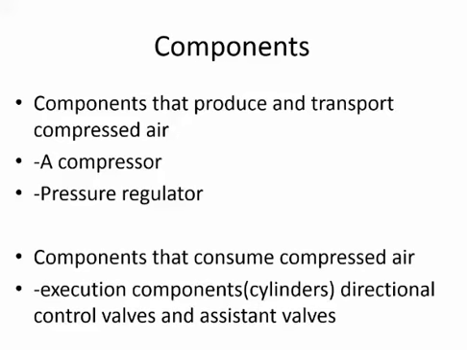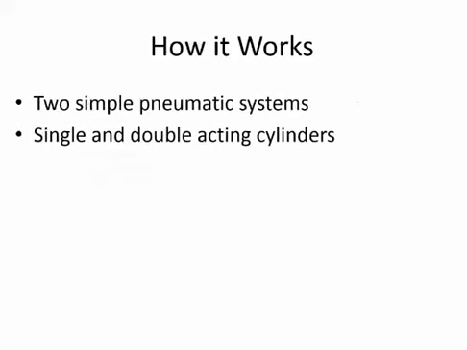There are two major components to a pneumatic system. Components that produce and transport compressed air, and these include a compressor and a pressure regulator. And there are components that consume the compressed air, which are the execution components or cylinders, directional control valves, and assistant valves. So, how it works.